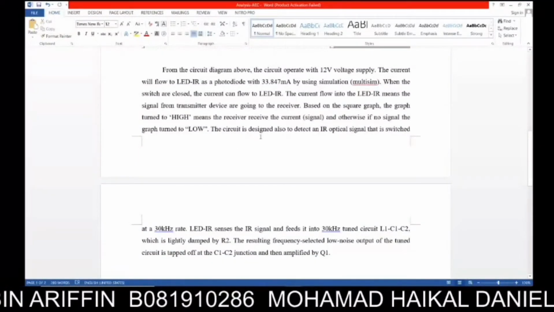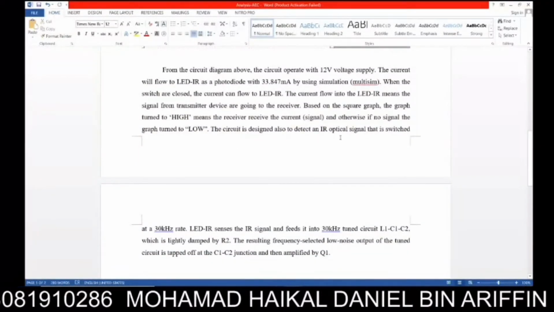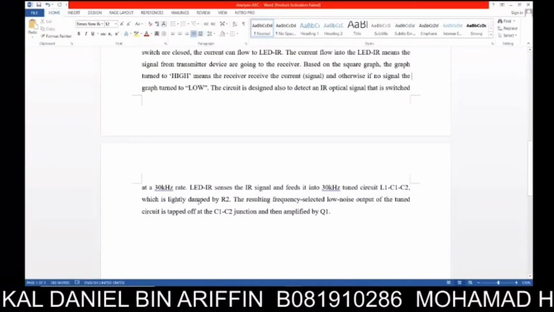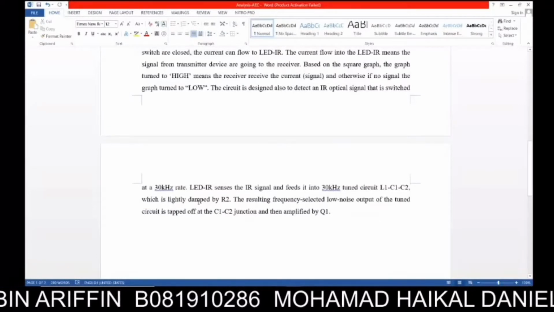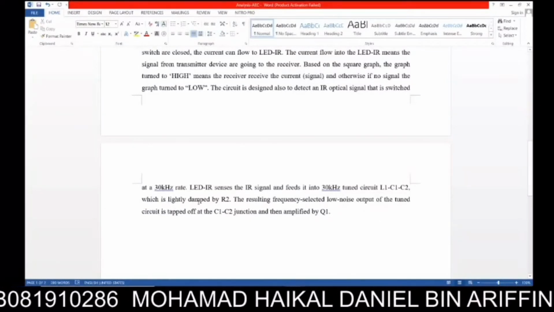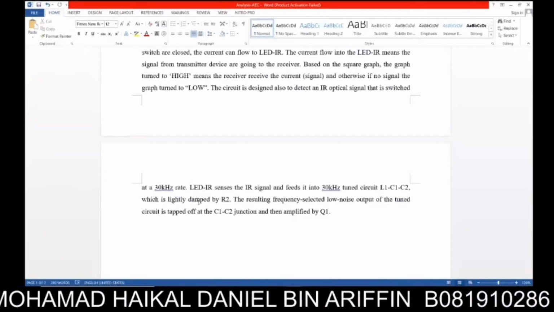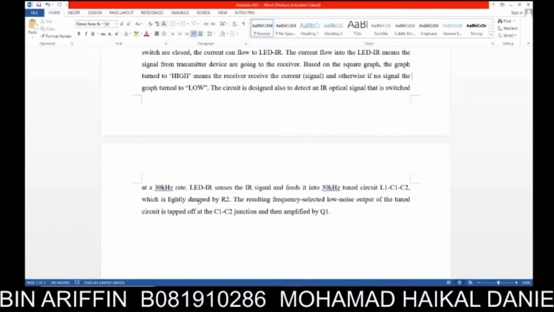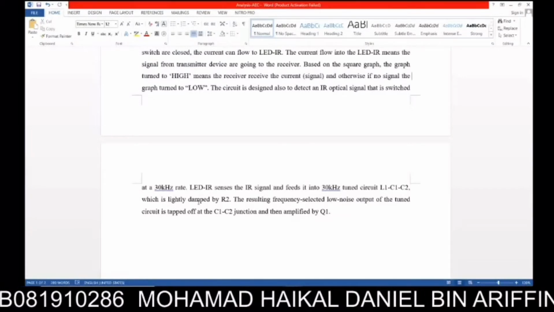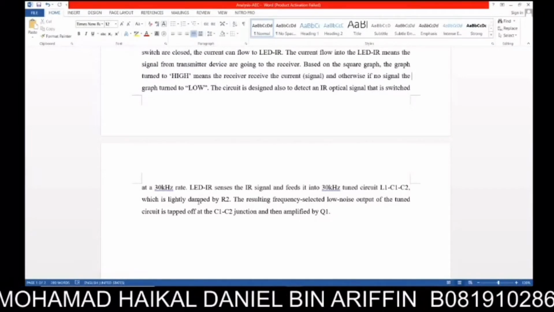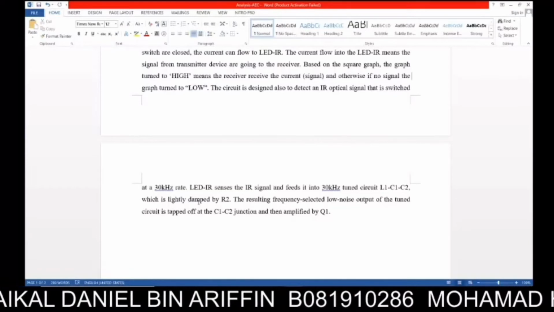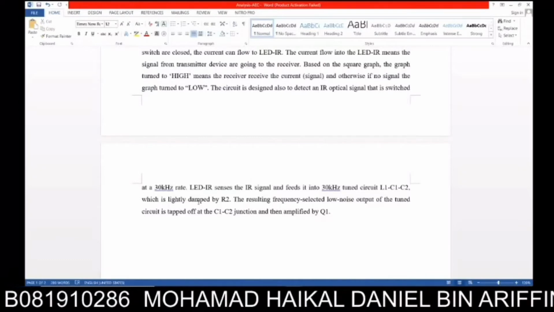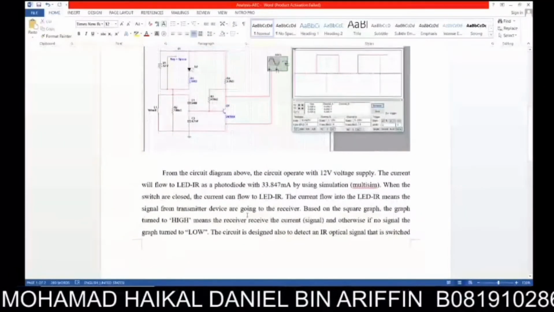The circuit is also designed to detect an IR optical signal that is switched at a 30 kHz rate. The LED IR sends the IR signal and feeds it into the 30 kHz tuned circuit L1, C1, C2, which is likely damped by R2. The resulting frequency-selected low-noise output of the tuned circuit is tapped off at the C1, C2 junction and amplified by Q1.